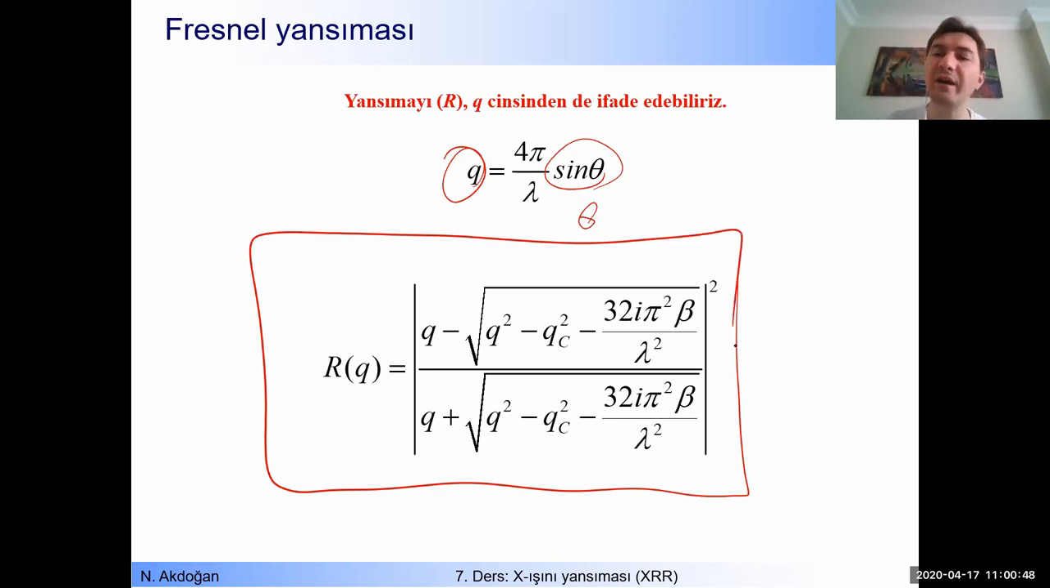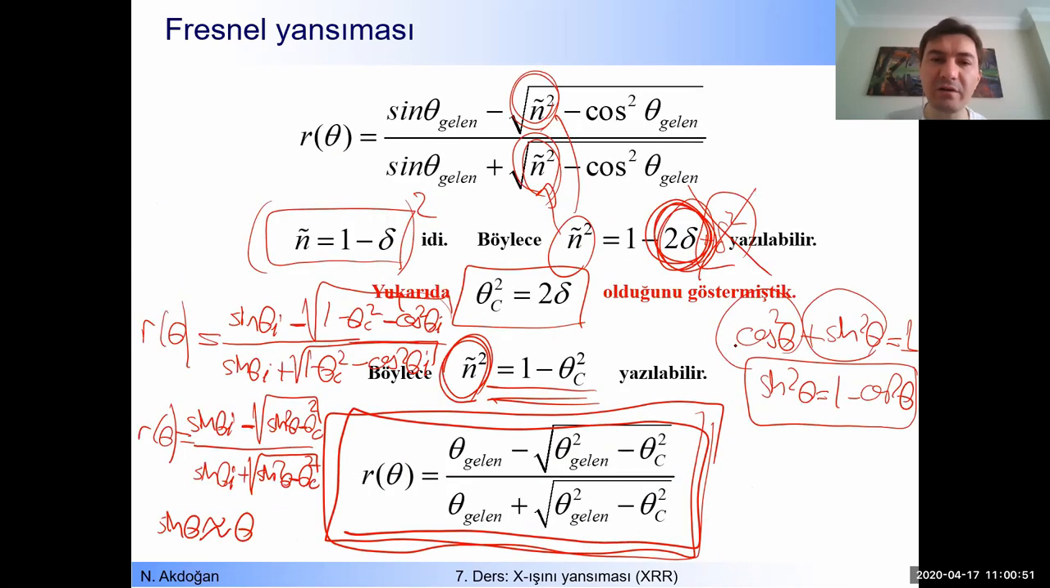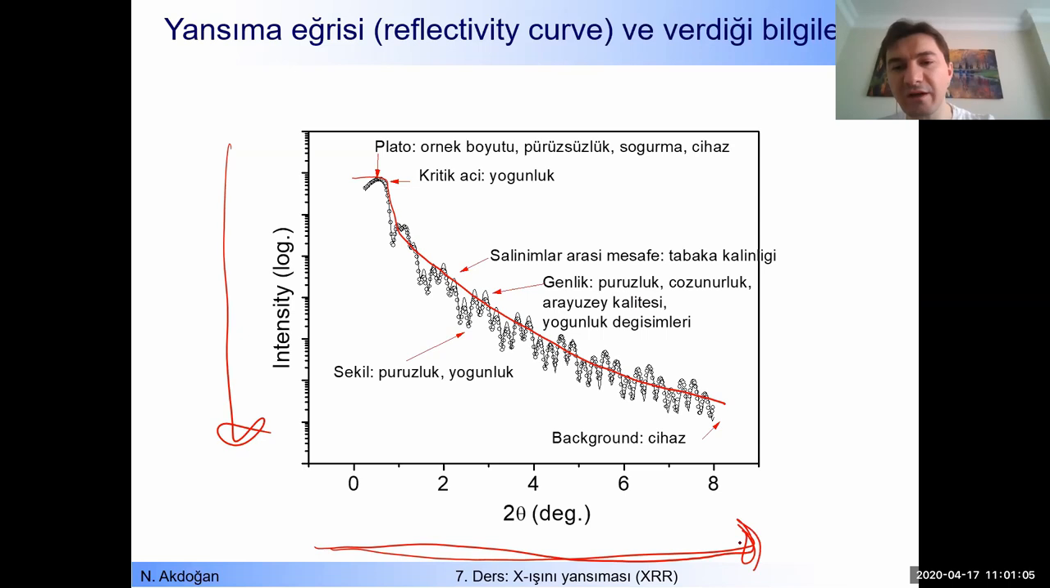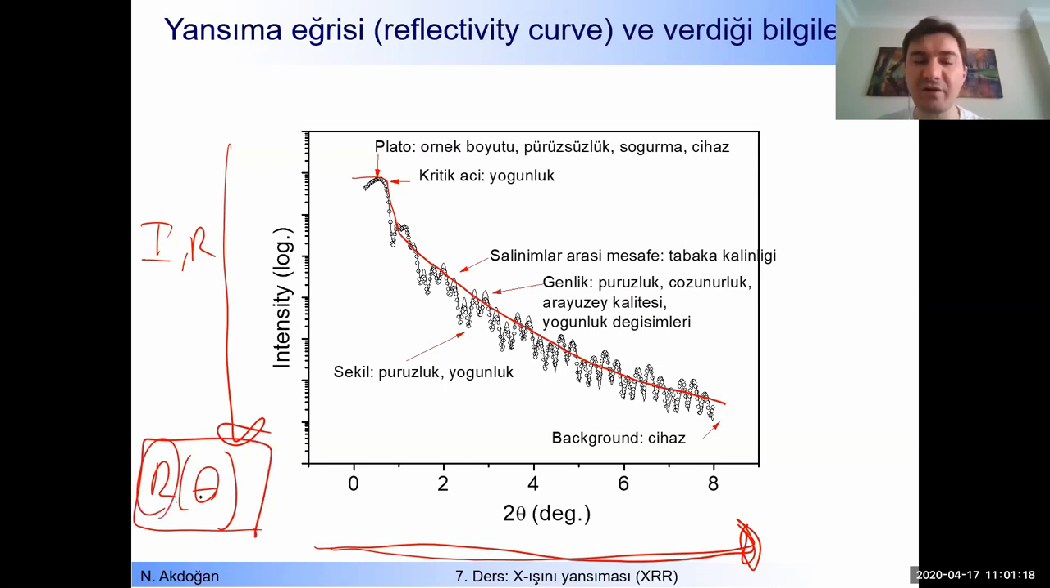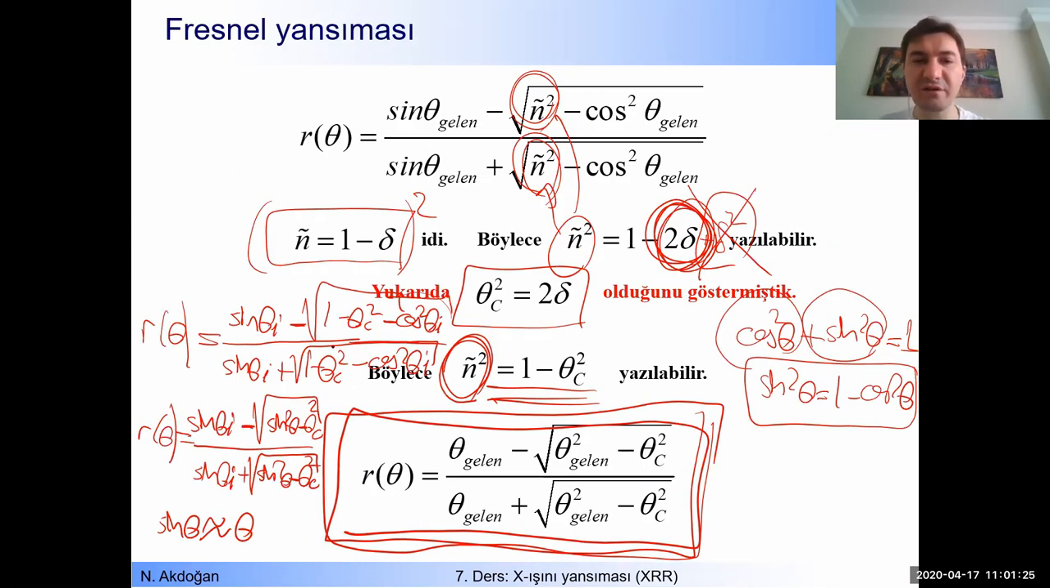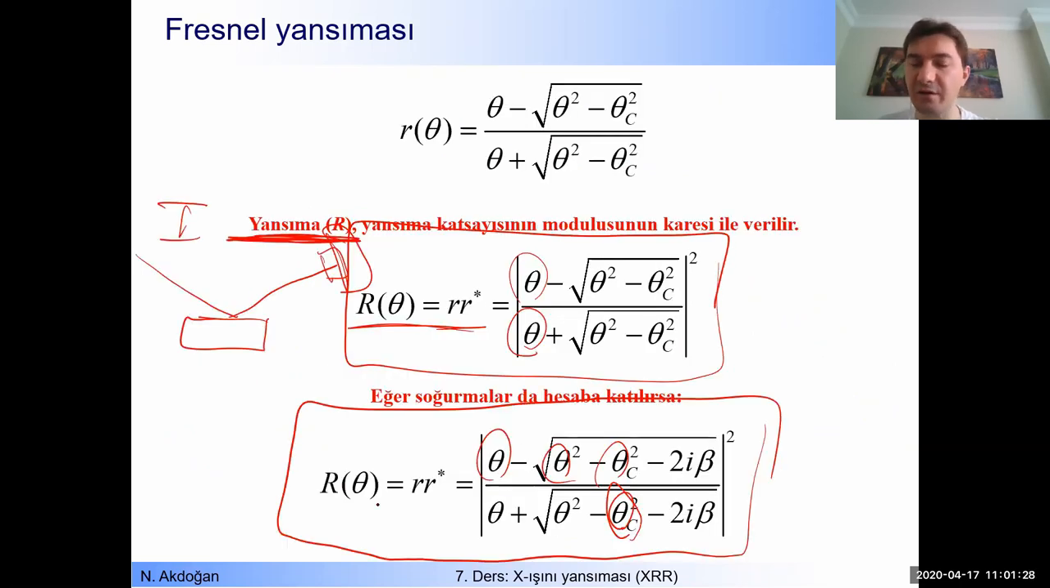Okay, so what was our aim? Why are we doing all these things? Our aim is to calculate the behavior of intensity as a function of angle. Intensity goes down as a function of angle, okay? This is the intensity or reflection, and I would like to get an expression for the reflection as a function of theta. So what we have here is an expression for the reflection as a function of Q or as a function of theta. Then this expression gives us the behavior of the X-ray reflectivity.